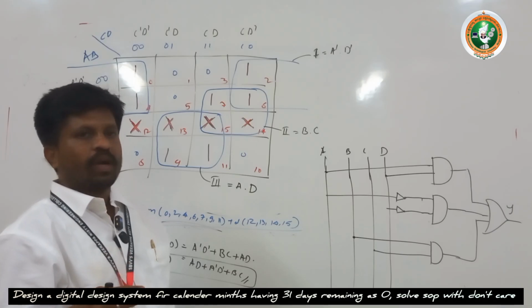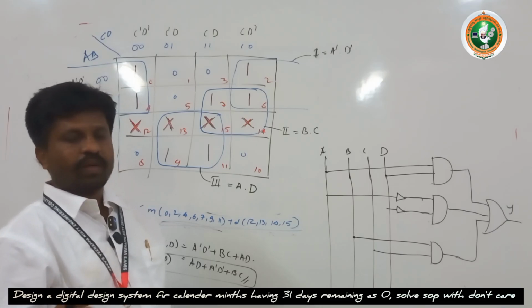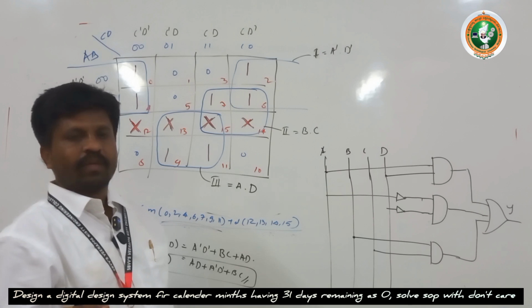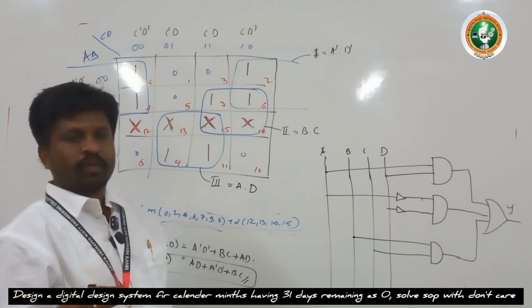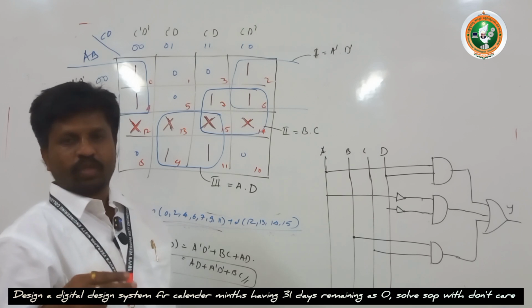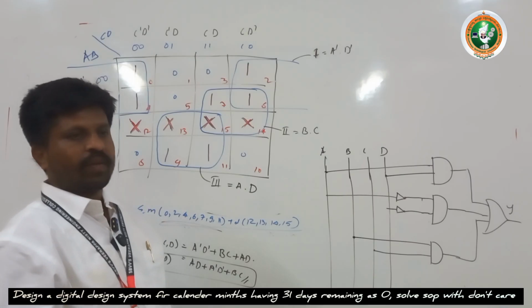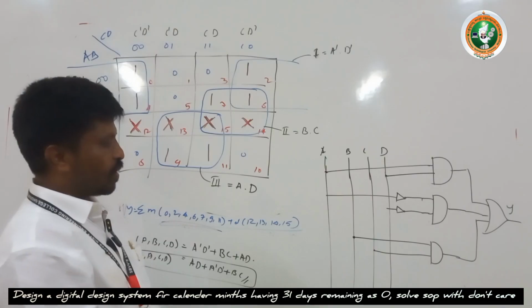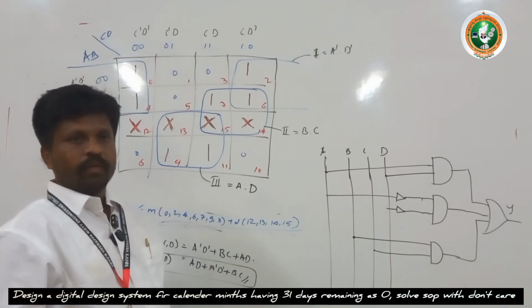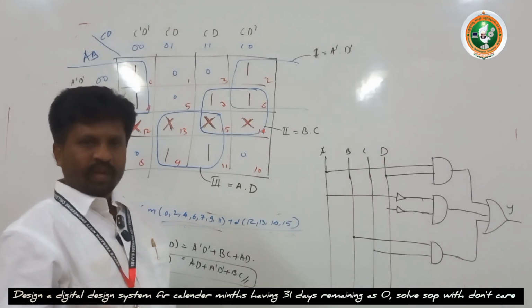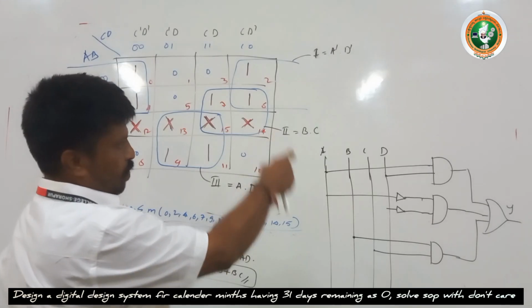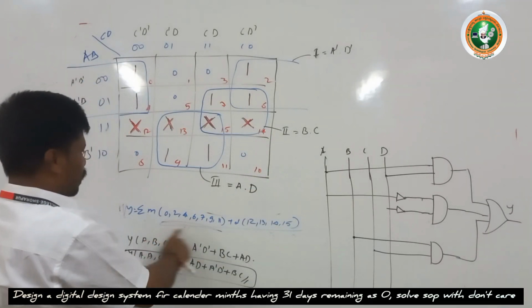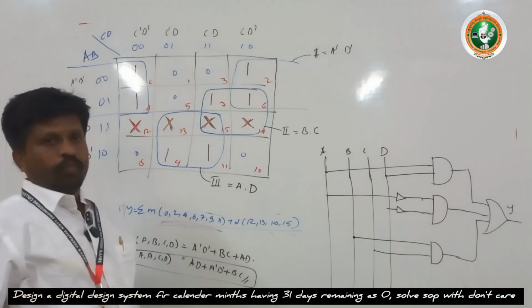September does not have, 0. October has 31 days, 1. November does not have 31 days, 0. December has 31 days, that is 1. The remaining combinations after 1011, from December onwards, are considered don't cares. We put them in the truth table, and also expressed it completely with the Boolean function.